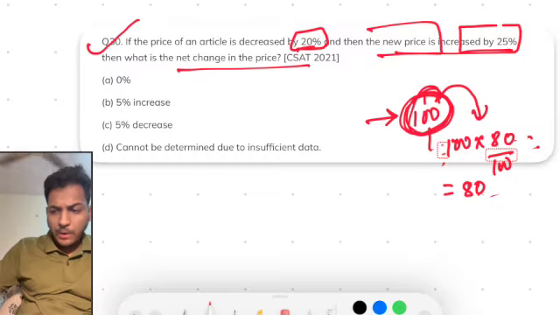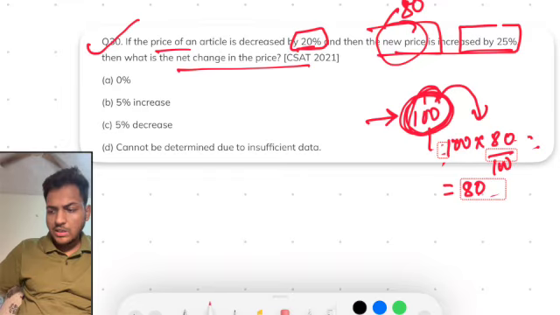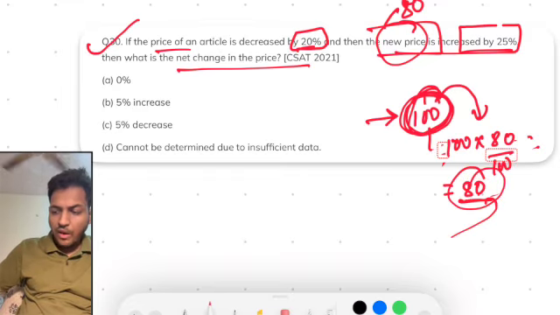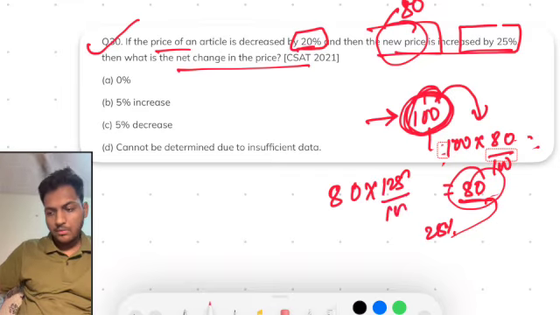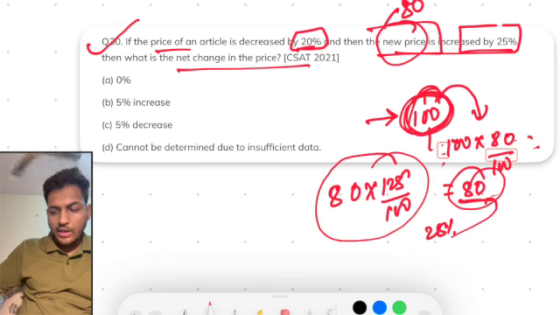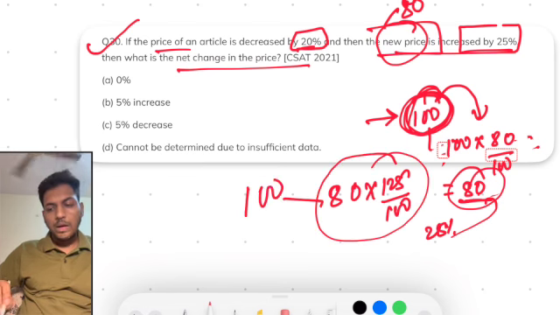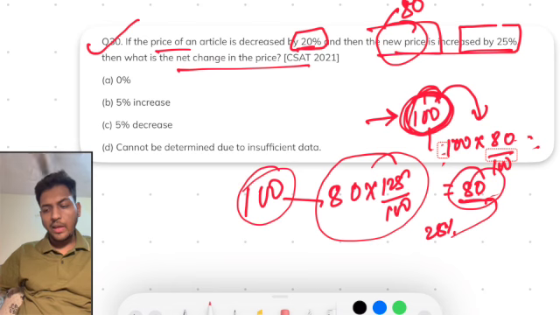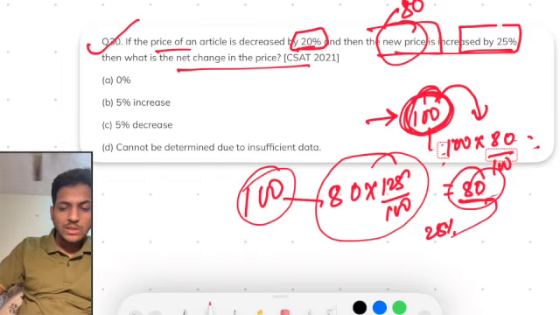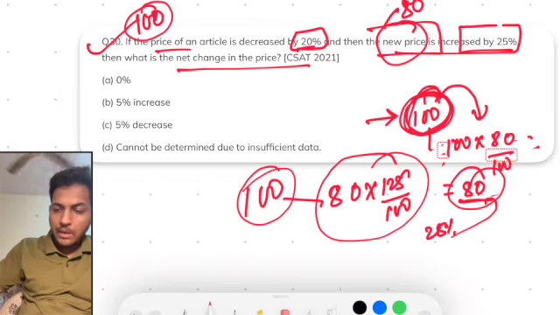So that means the new price is 80. When 20% is decreased, it is 80. Now there is a 25% increase. For a 25% increase, what will you do? 125 by 100. Now this will again lead you to 100. That means the price itself has again become 100. Initially the price was 100, then it became 80, then after the increase it is again 100.